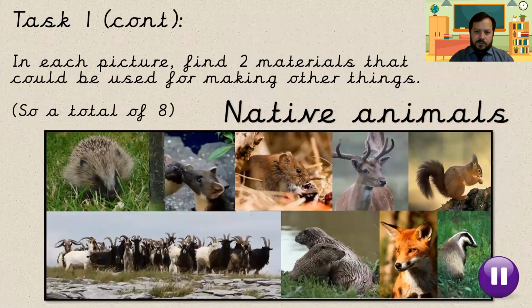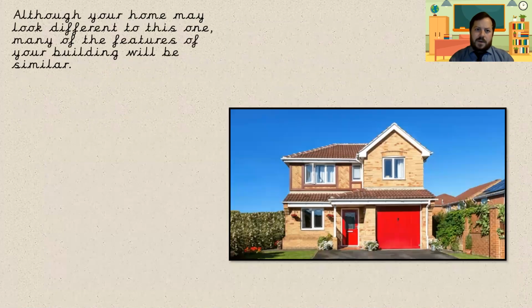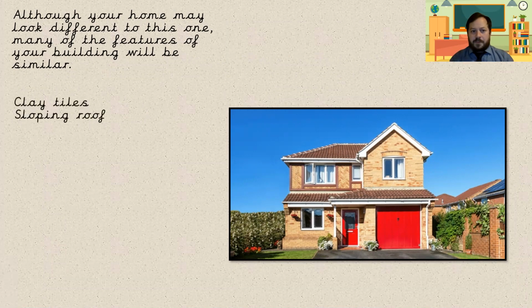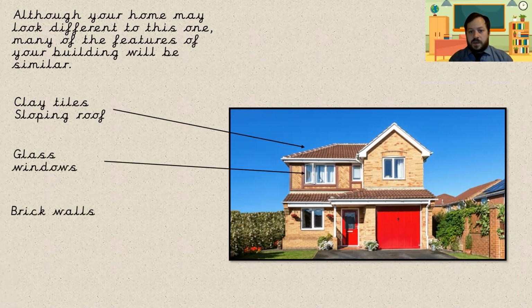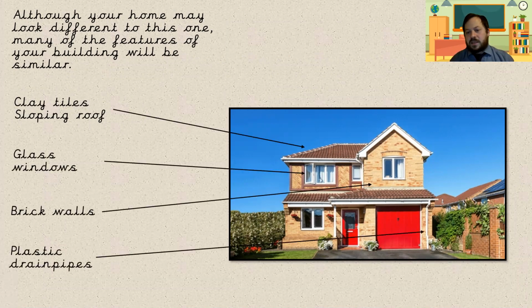Okay. So after having done that, you should have a list of materials that would have been available to Vikings had they settled in England. So, although your home may look different from this, there are many features which actually are in common across the houses. You've got clay tiles for sloping roofs quite often, you have glass windows, you have brick walls, and plastic drain pipes.